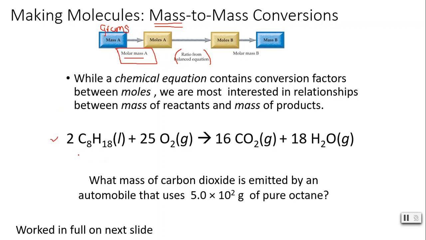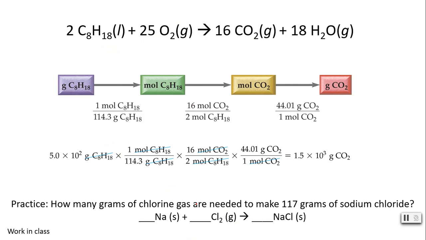So let's say I was to give you this balanced chemical equation that is also a redox reaction, but I've got C8H18 liquid reacting with oxygen gas to give me carbon dioxide gas and gaseous water. And I want to know what mass of carbon dioxide, so I'm looking for grams of CO2, is emitted by or produced by a car that uses that amount of octane. Octane is C8H18. So I have grams of a reactant, and I need to get grams of a product.